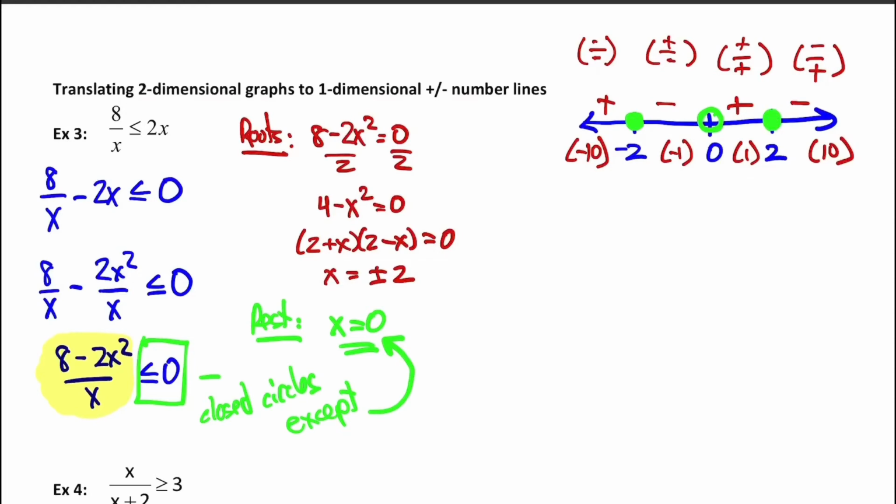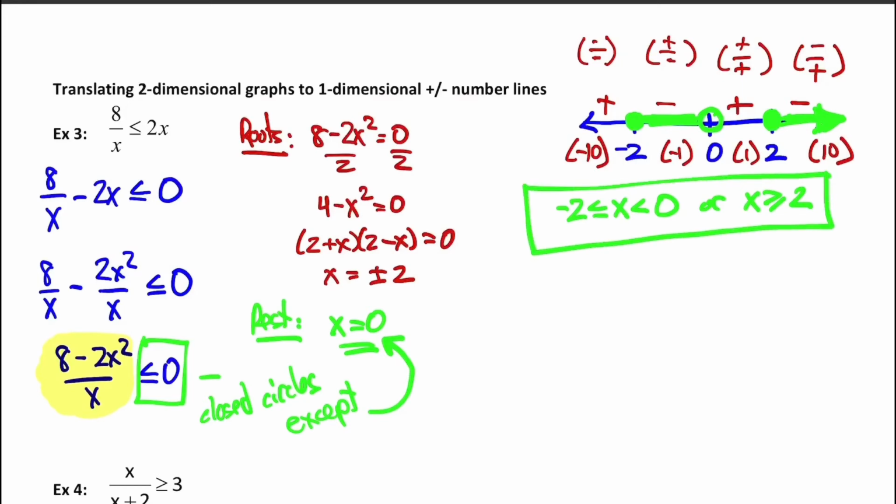And we said we want the negative because it says less than 0. So I want this piece here. That part of the number line is negative. And I want that piece there. That's also negative. How do you write that inequality? -2 is less than or equal to x is less than 0, or x is greater than or equal to 2. Really have to keep track of those or equal to's or not. It's going to be a little bit confusing.